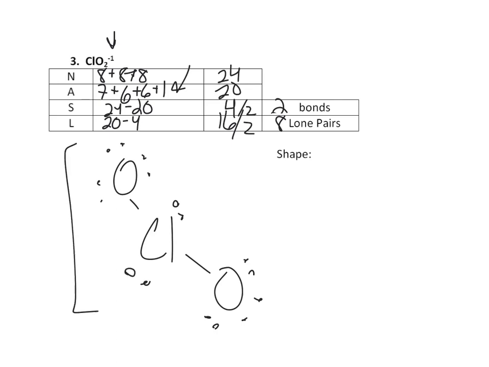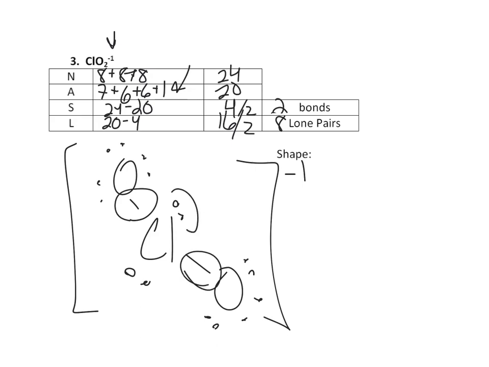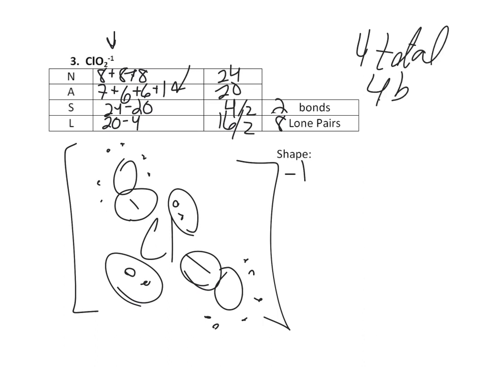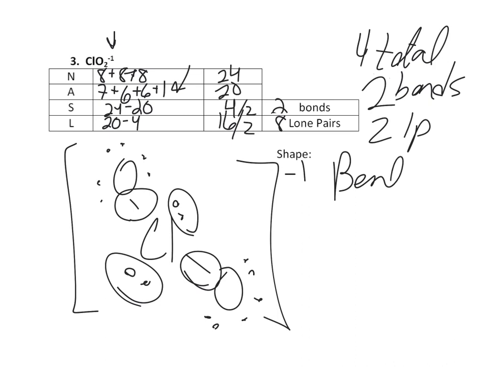And because, remember, it's an ion, we give it its overall brackets. So, now we have our molecule drawn. I have 1, 2, 3, 4 areas of electron density total. 2 of them are bonds, 2 of them are lone pairs. So let's write that all down. 2 total, 2 areas of bonds, 2 bonds, 2 lone pairs. So if you look at one of your tables, you should see my shape is bent.